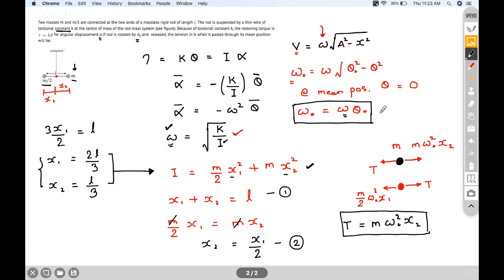The value of omega naught will come from here, and the value of x2 is L by 3. Like this you can find the value of tension. This is how you have to solve this question.